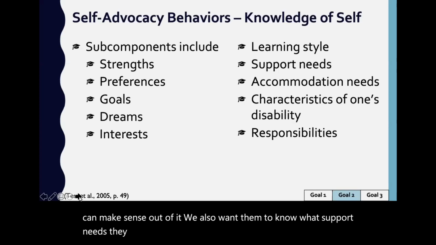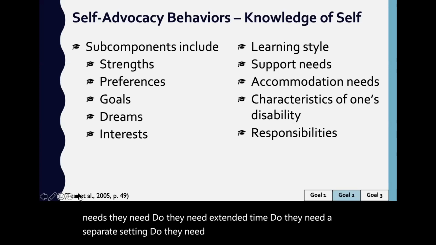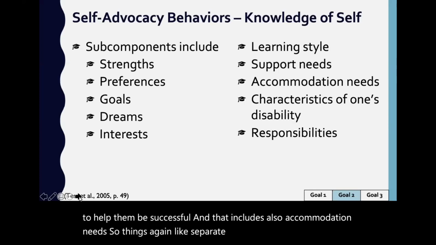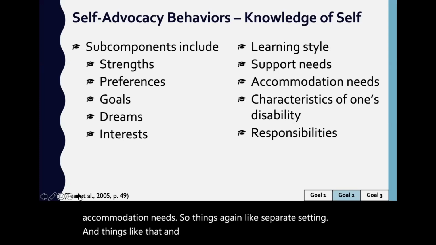Do they need extended time? Do they need a separate setting? Do they need a scribe? What exactly do they need to help them be successful? And that includes also accommodation needs. So things, again, like separate setting and things like that. And the characteristics of one's disability.